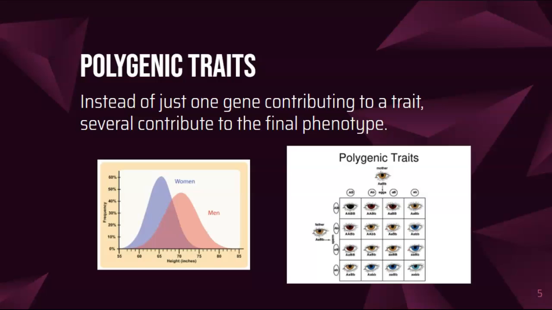Okay. Instead of just one gene contributing to a trait, like big B is brown hair, little b is blonde hair. No. It's a whole bunch of genes contributing to the final phenotype. And they all contribute in kind of an incomplete dominant sort of way where they're all kind of blending together. And all the results add up to kind of the rainbow of hair colors that we can see. Okay, or eye colors, also polygenic, right?